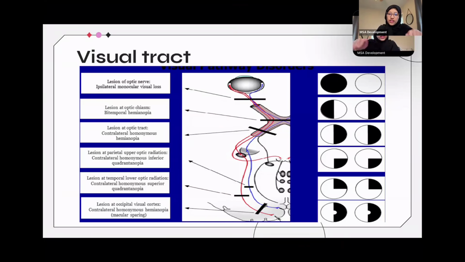So if one side is blocked, then it doesn't affect that. It only affects half of the vision, sparing the center, okay? Because the other side is still supplying the center vision. I hope that made sense. So everything is contralateral, contralateral, contralateral, okay? The only thing that is ipsilateral is at the beginning, before the crisscrossing happens.